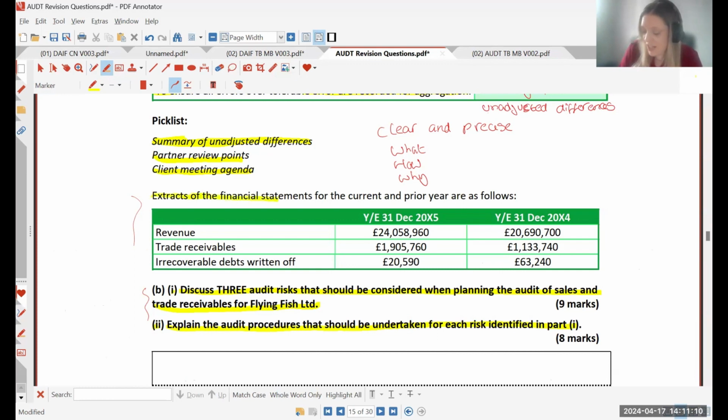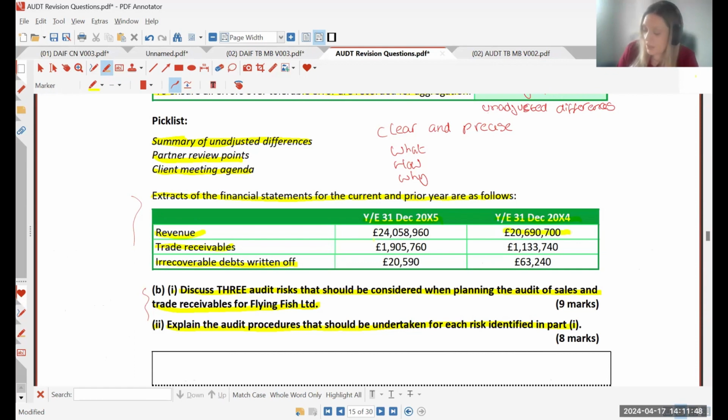We've been given the extracts of financial statements for the current and the prior year. And we can see we've got December X4 and December X5. And we've been given revenue, trade receivables, and irrecoverable debts. Now, at this point, I would definitely be doing the maths element to this, and I would want to find out our increases or decreases in these figures right now, so that once I start writing my answers, I don't have to keep stopping, picking up my calculator, because you just lose that flow and you could forget where you were.